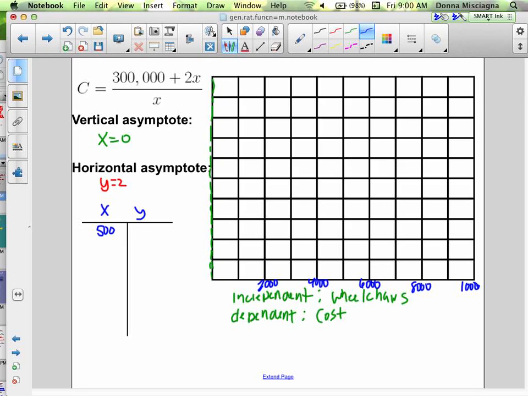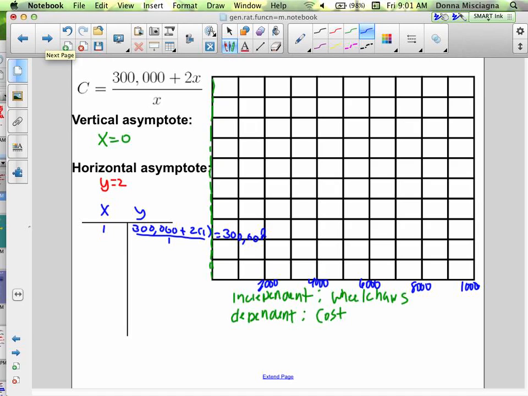All right, so if we make 500 wheelchairs, we may not graph this one, but let's see the cost of making one wheelchair. If we were a horrible company, we made one wheelchair. So it would be 300,000 plus 2 times 1 divided by 1. So this would be a very, very expensive $300,002 wheelchair if we only make one. But let's make more than that, and let's see what happens to our costs per wheelchair.